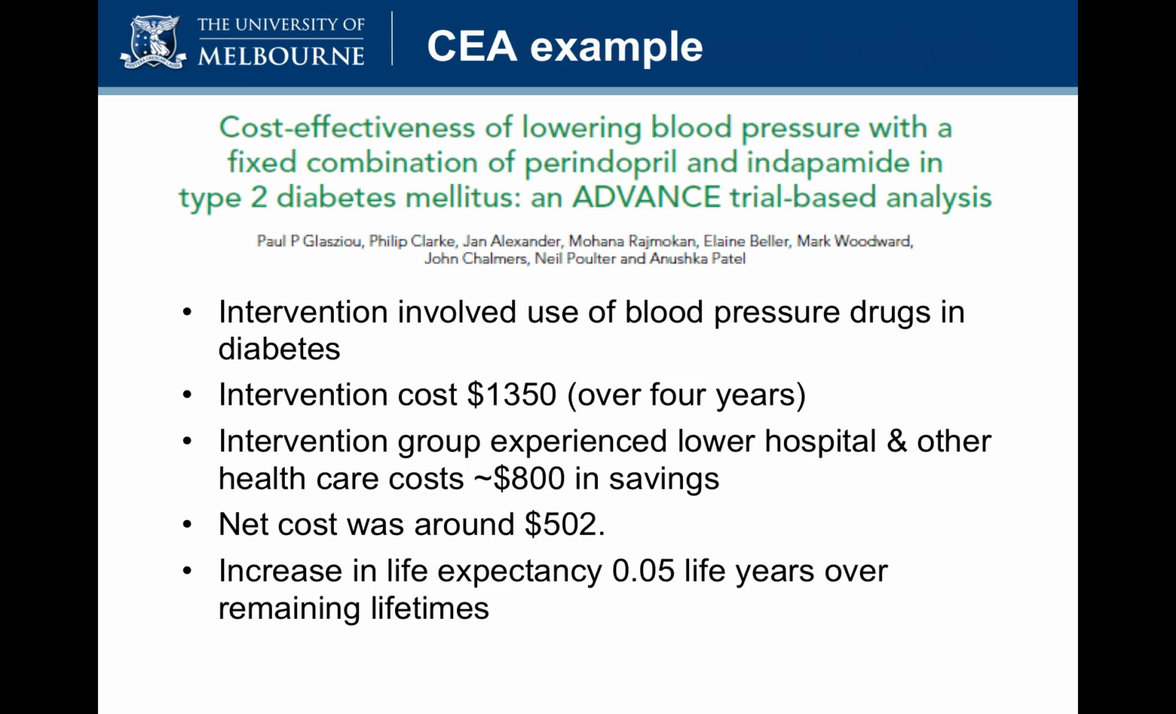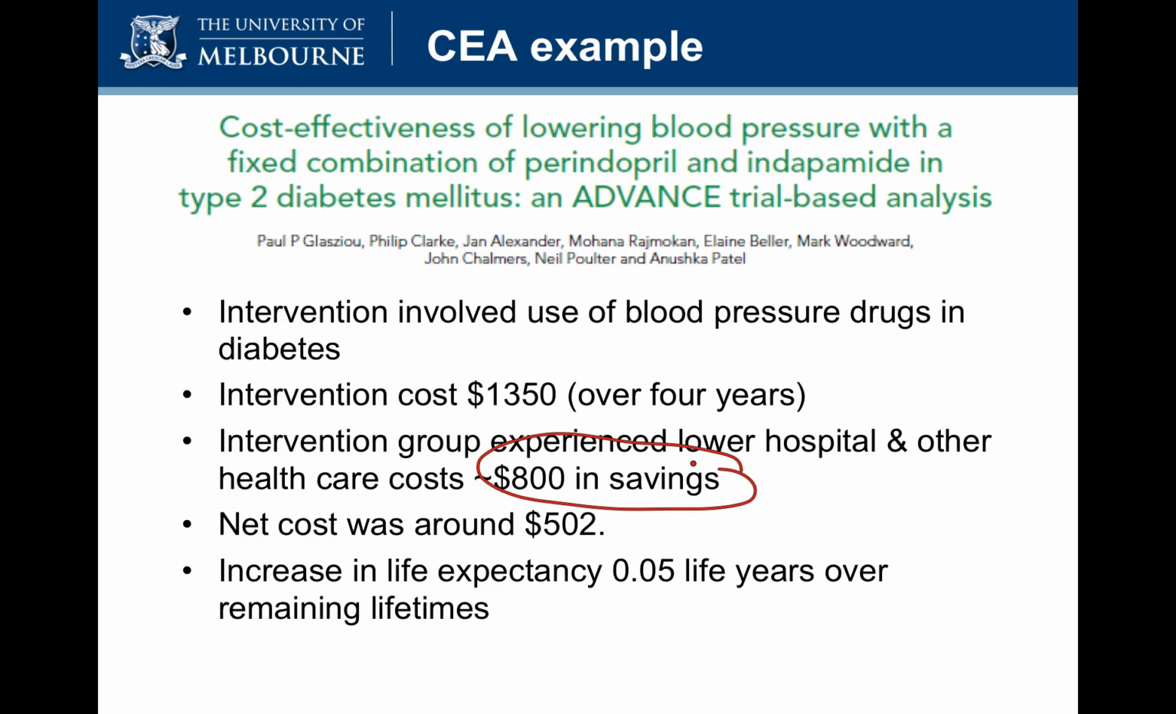So to take an example of cost effectiveness analysis, here's an example from a study called the Advance study. What it involved was the use of a fixed combination of two types of blood pressure drugs in people with diabetes. What you've got to do is work out the costs and cost effectiveness of the intervention costs. And in this case, over a 4-year period, these drugs at that time cost around about $1,350. But then one has to look at whether the intervention can potentially reduce healthcare costs over time through reducing morbidity, and in this case through reducing the risk of complications of diabetes. And here we observed around about $800 in savings or cost offsets.